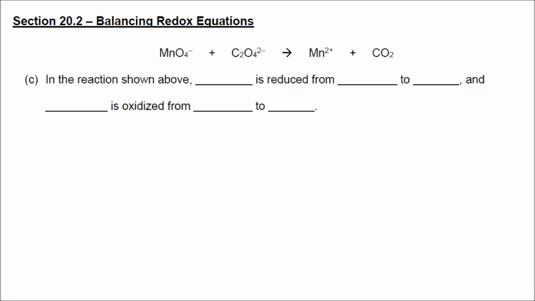All right, in this example, we have to determine who's being oxidized and who's being reduced. Manganese is changing from +7 to +2. So manganese is being reduced, and the carbon is changing from +3 to +4. So carbon is being oxidized.